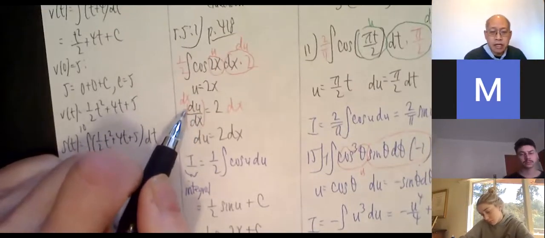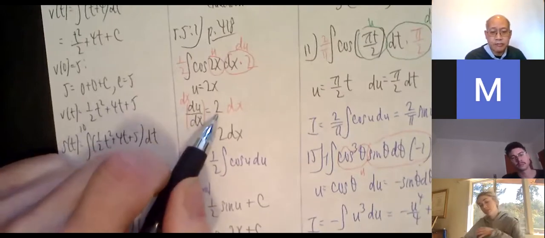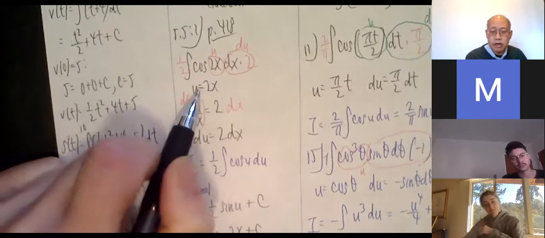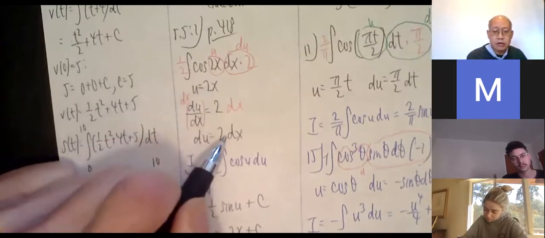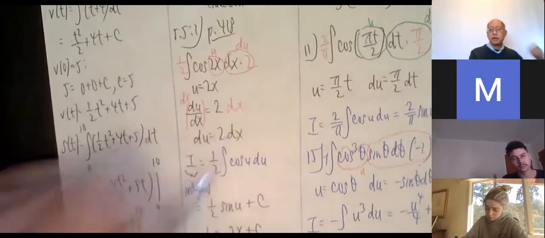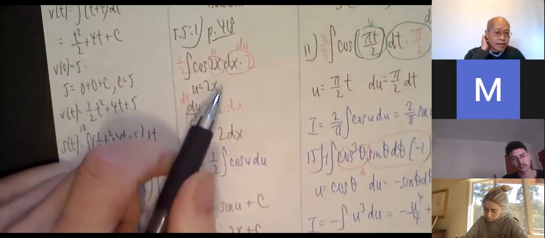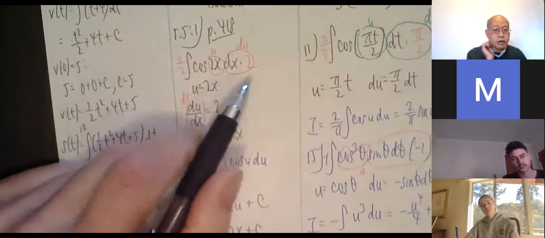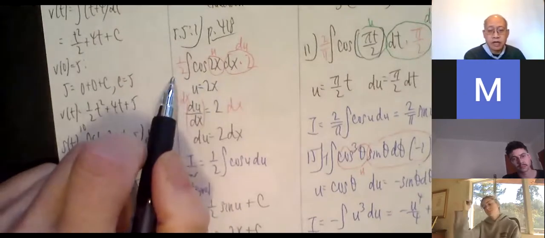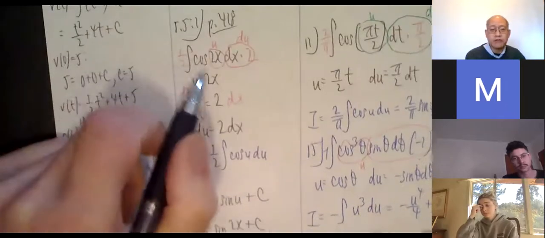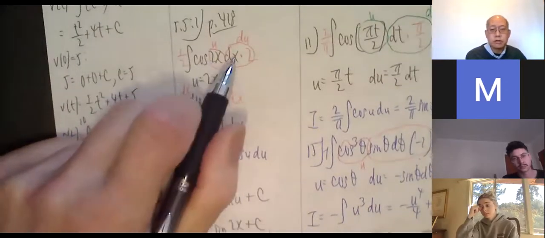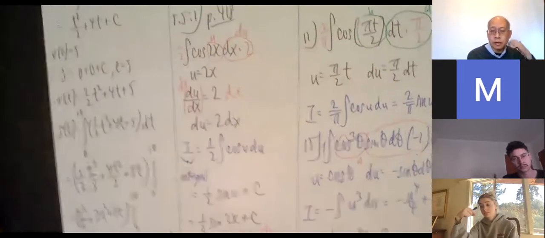So we're not going to do this step here anymore. The Leibniz notation was du dx equals 2. Multiply both sides by dx. We're going to generally go straight to here. If u equals 2x, du equals 2 dx. All right, I don't have 2 dx. I only have dx. So I put 2 inside, 1/2 outside. So now when I substitute, 1/2 cosine of u du. And there we go.